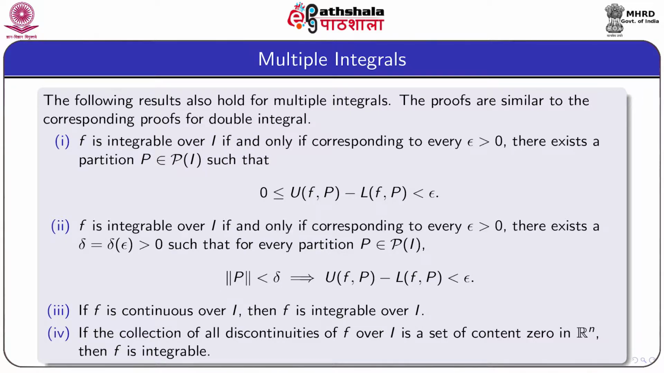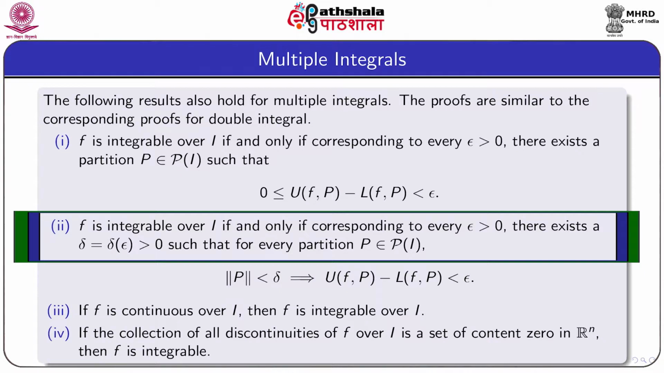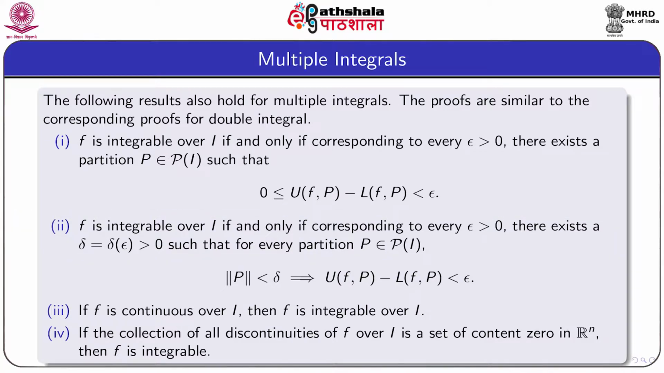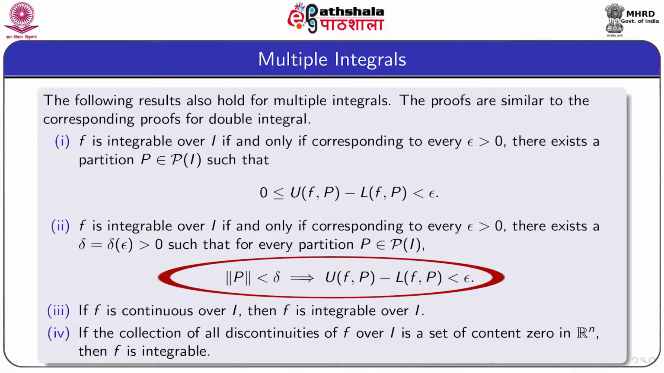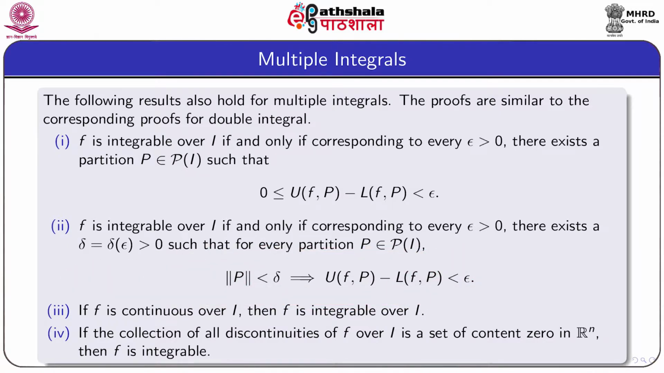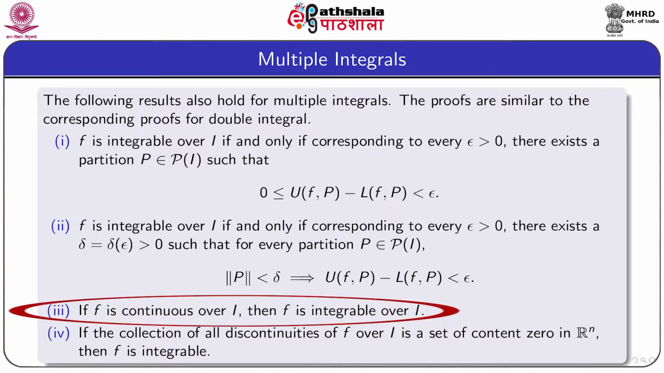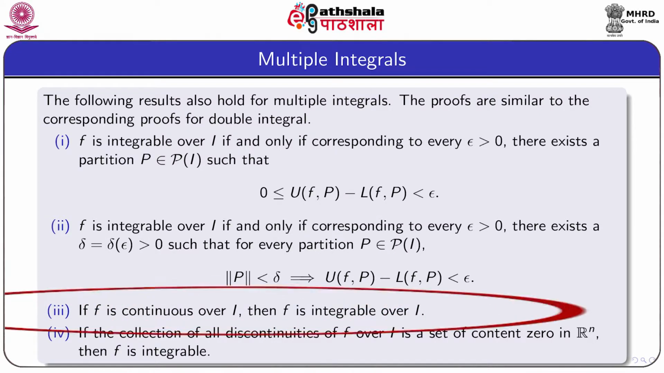Clearly, this quantity is non-negative. Second proposition, f is integrable over I if and only if, corresponding to every epsilon positive, there exists a delta such that for every partition P, norm P less than delta implies U(f,P) minus L(f,P) less than epsilon. Third proposition, if f is continuous over I, then f is integrable over I.